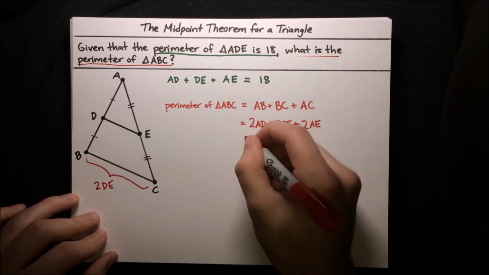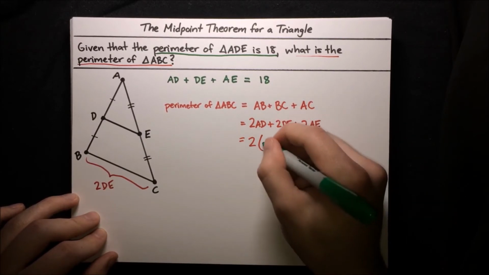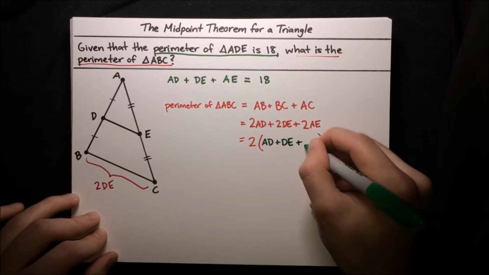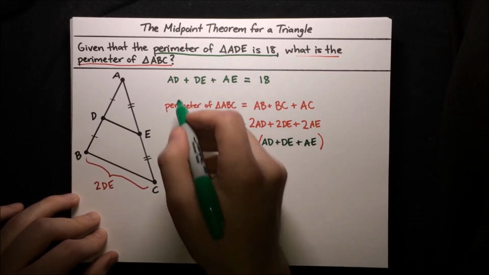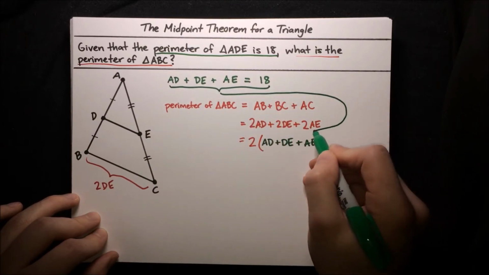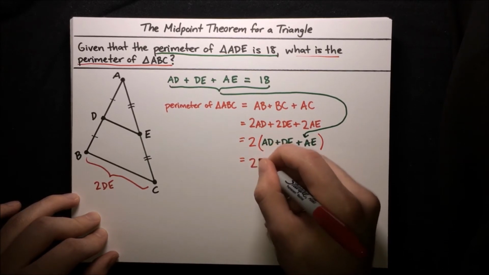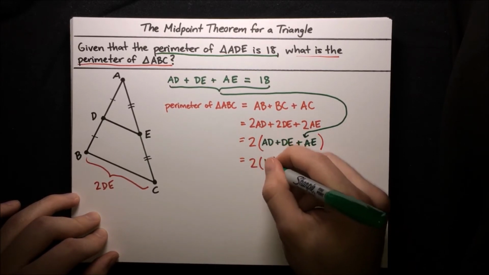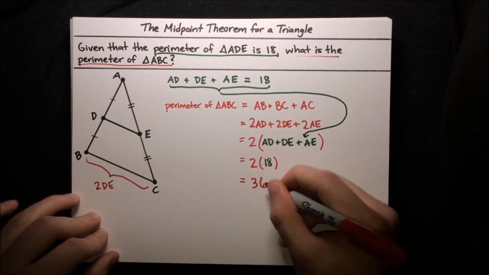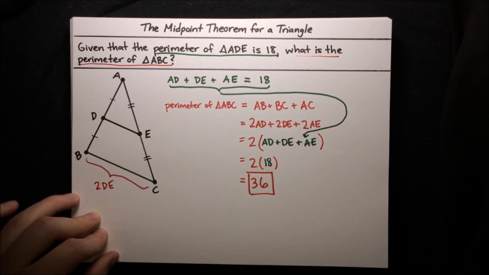So let's go ahead and factor out a 2 out of this expression. So 2 times AD plus DE plus AE. And hey, we know right here that AD plus DE plus AE is 18. So let's go ahead and substitute that in. So this is equal to 2 times 18, which is equal to 36. So there we go. That's the perimeter of triangle ABC, 36.